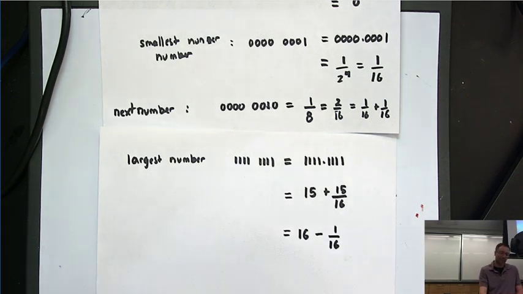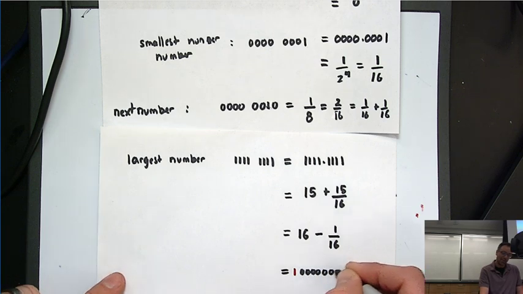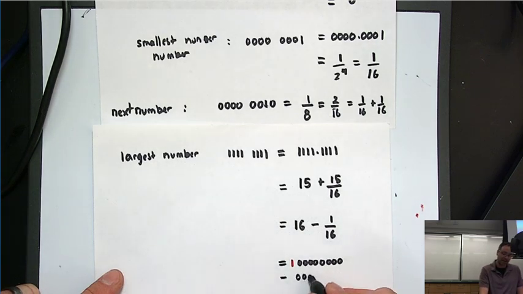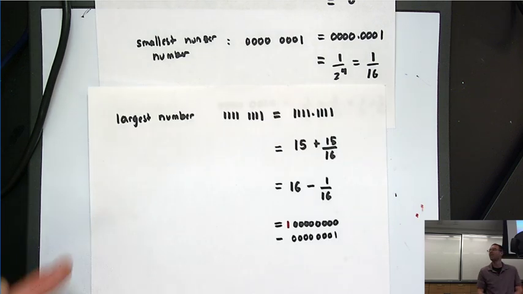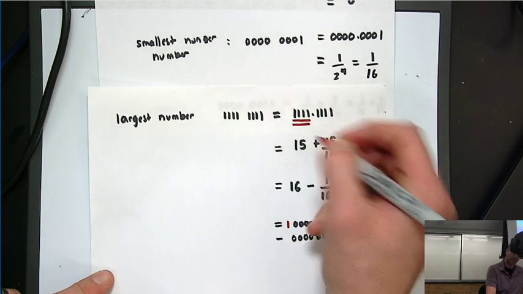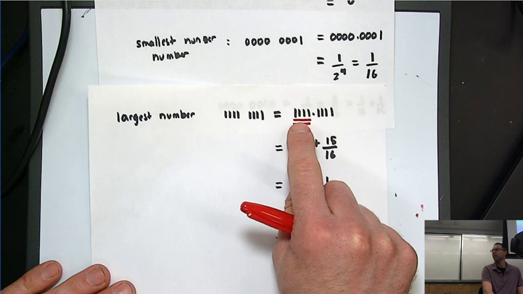Which kind of makes sense because 16 would be 1 followed by 8 zeros, right? And then what I do to get the number right under that is I'd subtract that, right? Sorry, why is 15? 15 plus 15 over 16 because that's the maximum binary decimal. What's the largest value of your integer part in that thing?